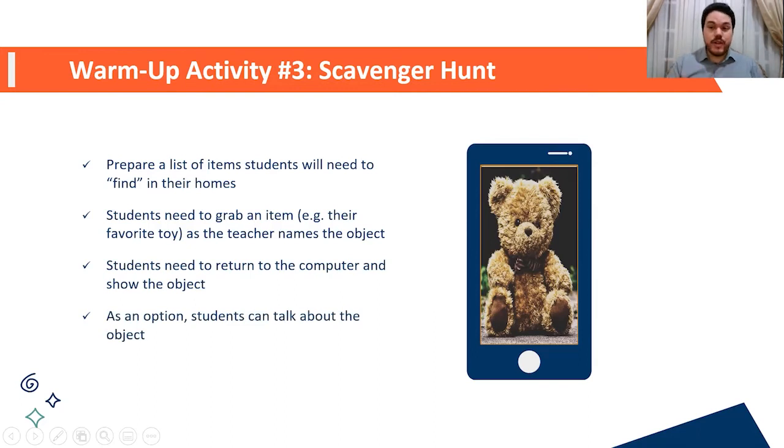And as an option here, we have the fourth point. Students can talk about the object. So if you've taught, for example, children, you're going to know that they like to talk about their favorite objects, such as their favorite toys, for example. So you can adapt this, as I said, to the needs or the level of your students, right? And you can have them, for example, go grab their favorite book, right? It's another chance to get them to talk about something that they like.